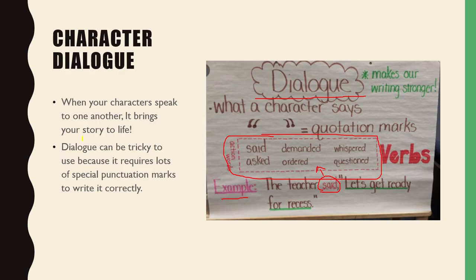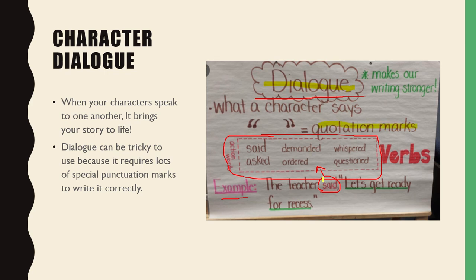Okay, so here we have character dialogue. Now dialogue is when you are talking in your story. It might be you talking, or it might be what the characters are saying. And when your characters are speaking to one another, that's what brings your story to life. Dialogue can be tricky to use because it requires lots of special punctuation, which are called quotation marks.